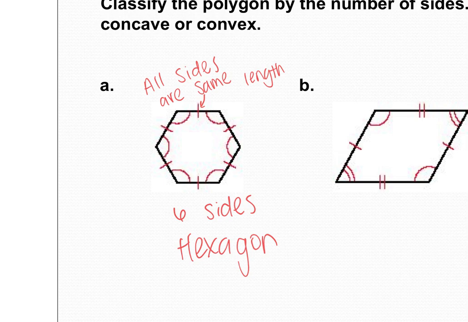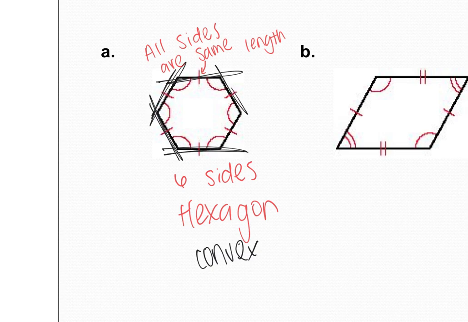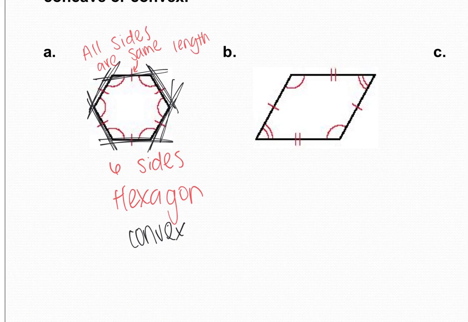Okay, so it has 6 sides. It's a hexagon. Is it concave or convex? Convex. Why? Very good. Convex. None of those sides, if we were to extend them, would extend into the interior. They would all stay outside. Do we see that? Is anyone confused on that? Okay, excellent.